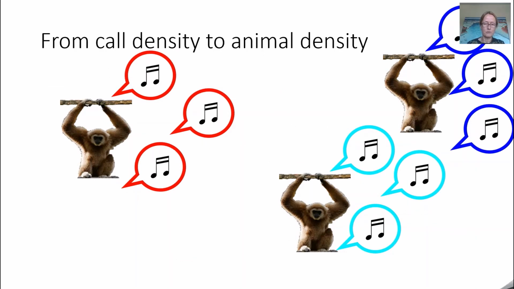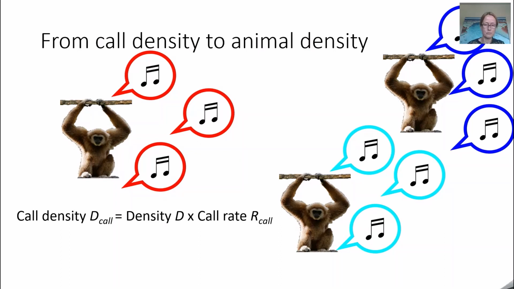How can we convert call density to animal density? We started out by saying that animals make a bunch of calls during the day or sampling occasion. What if we could estimate somehow how many calls they make on average during the day? We refer to this as the call rate. How many calls does an animal make per unit time, for example, per occasion? Then we could simply divide call density by the call rate to obtain animal density.